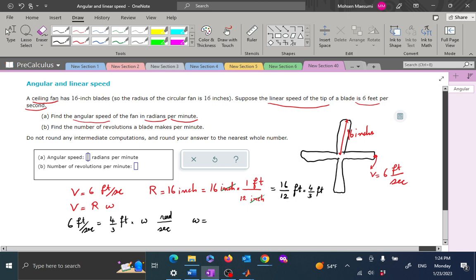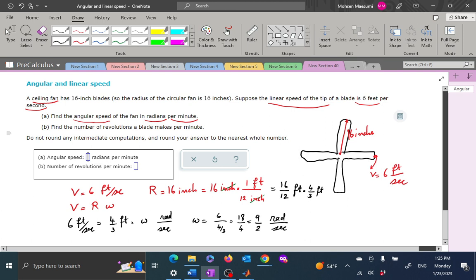6 times 3 divided by 4. So we are really taking 6 and dividing it by 4/3. However you want to do that, so it becomes 18/4 or 9/2. And what's the unit? It's radians per second.